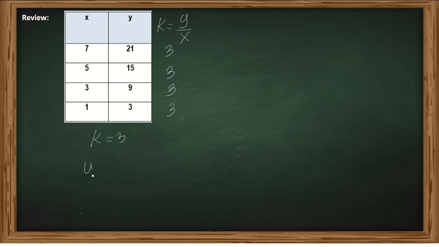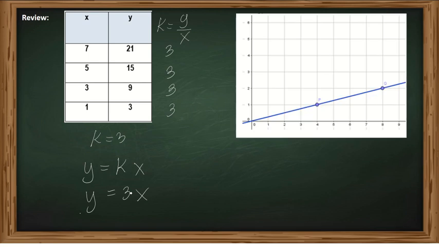Then we write the equation of variation by simply substituting k in y equals kx. So we have now y is equal to 3x. Okay. Next, we have the graph.